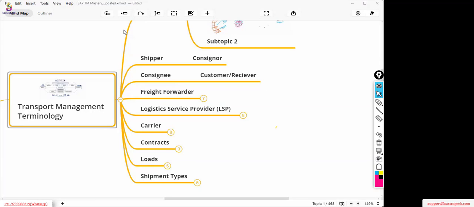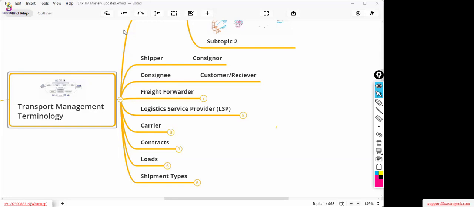I have a question from Antaraj. Antaraj is asking, as a separate set, I understand carrier, LSP, freight forwarder, but I am unable to map each of these with 2PL, 3PL, 4PL.